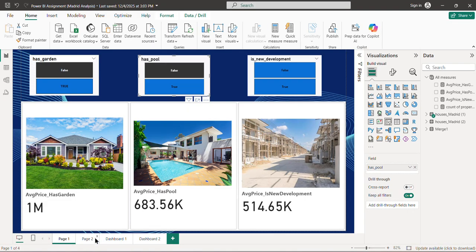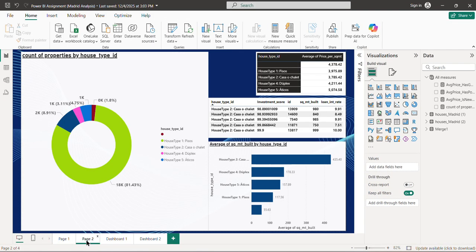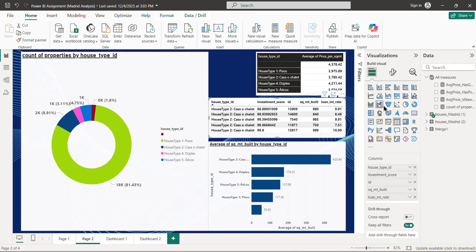Okay, let's come to the next visualization, which is count of properties by house type. Here we have the table of house type investment score, house type ID, square meter built, and loan interest rate.